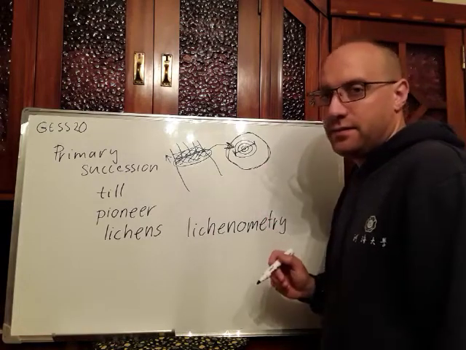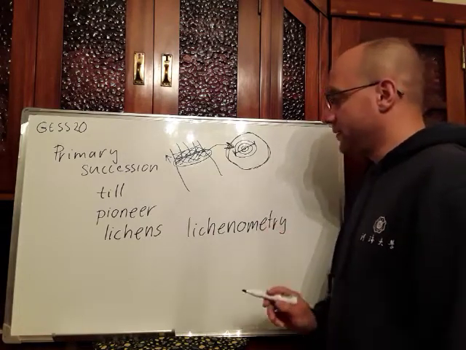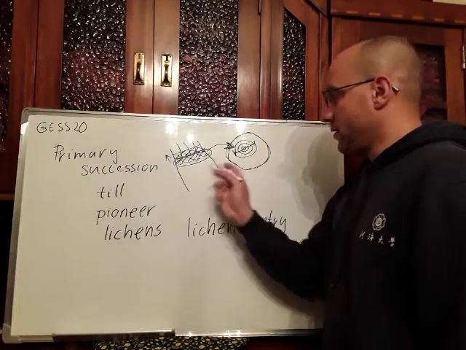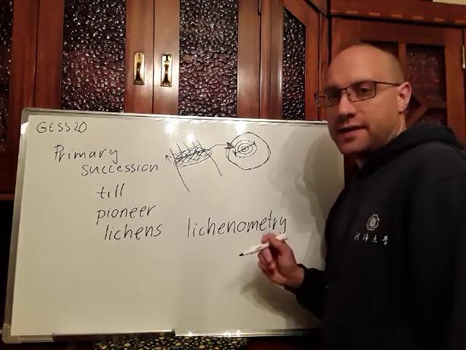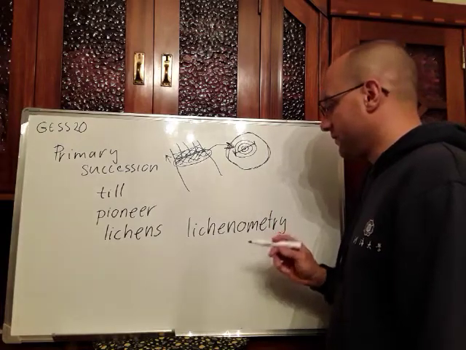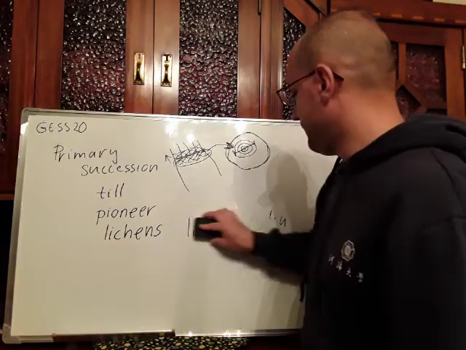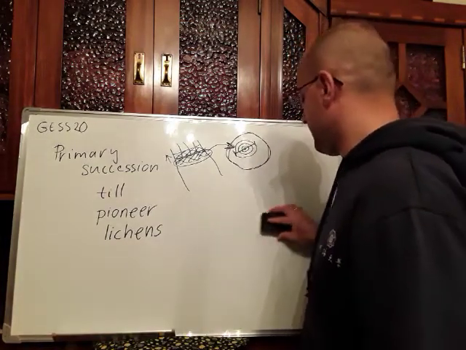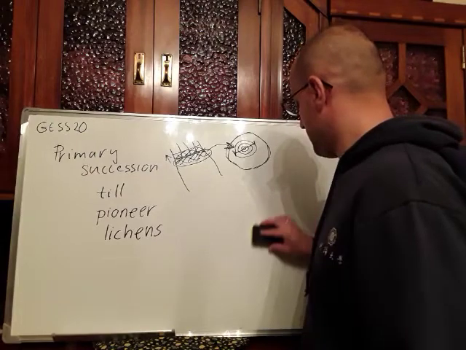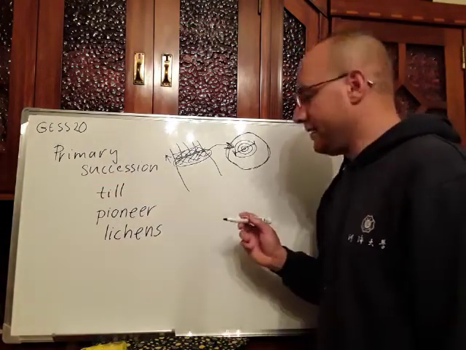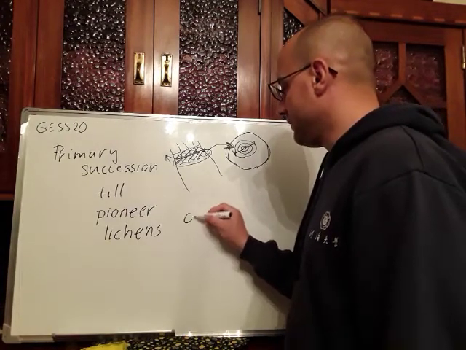The method of measuring the size of the lichens and coming up with an estimation of the age of the rock surface. Now we also need to know another method that is often used when speaking about primary succession, and that is the chronosequencing.